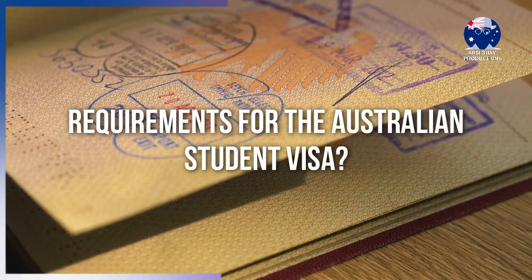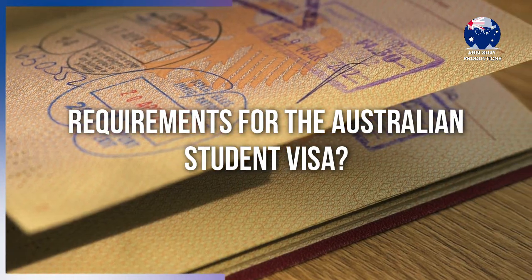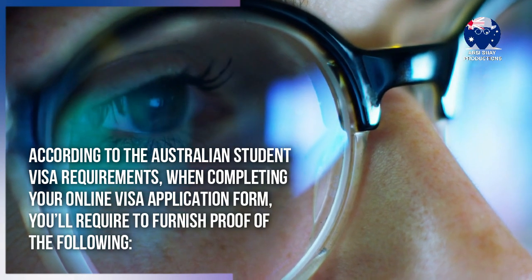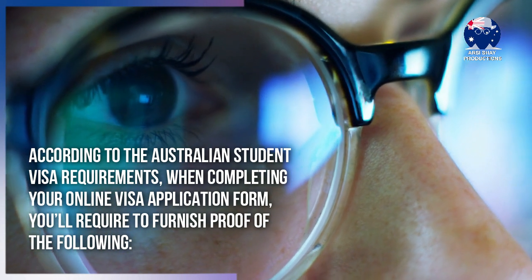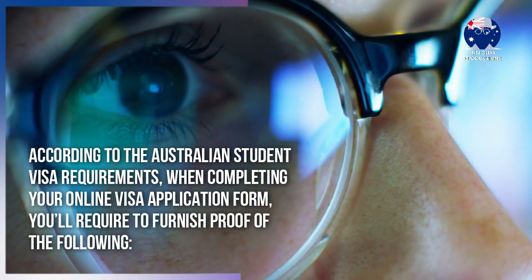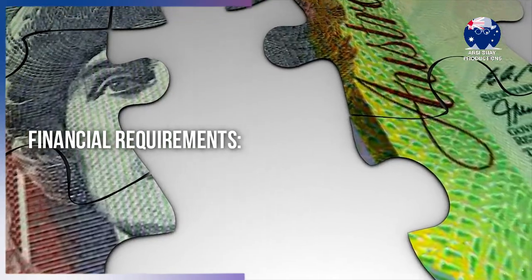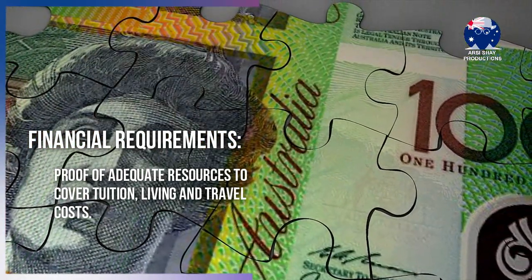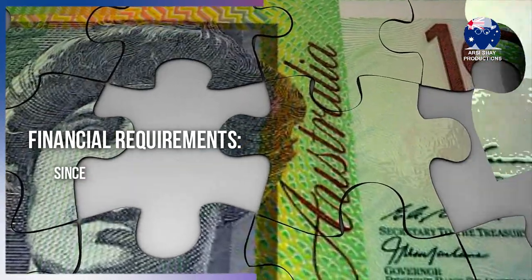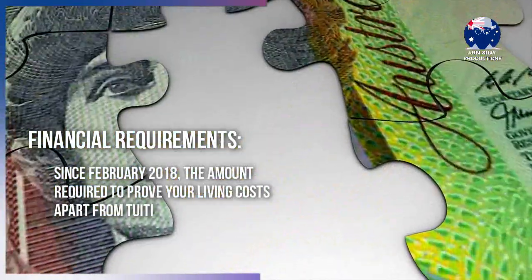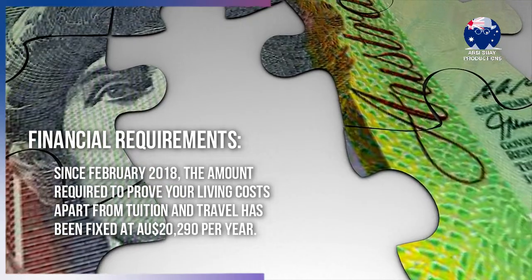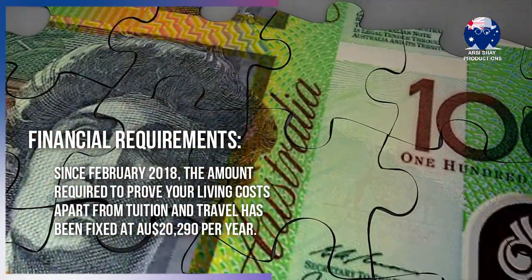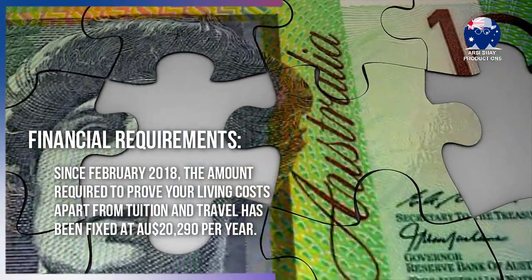So what are the requirements for the Australian student visa? According to the Australian student visa requirements, when completing your online visa application form, you'll require to furnish proof of the following. Financial requirements. Proof of adequate resources to cover tuition, living, and travel costs. Since February 2018, the amount required to prove your living costs, apart from tuition and travel, has been fixed at $20,290 Australian dollars per year.